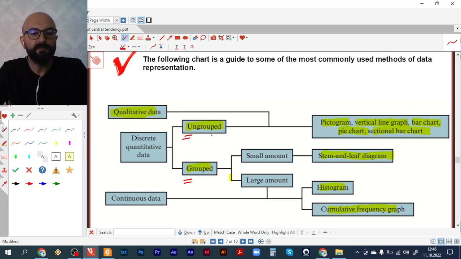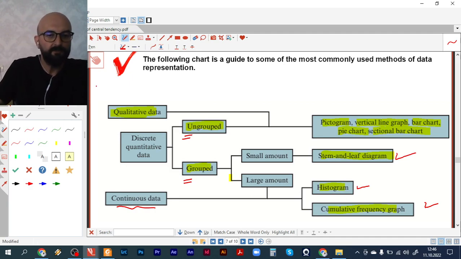If you have ungrouped discrete quantitative data, you should use pictogram, vertical line, bar chart, pie chart, or sectional bar chart. If you have discrete quantitative data and you decide this data is grouped, so if you have a small amount, you should use stem and leaf diagram. If the group is a large amount, you should use histogram or cumulative frequency graph. If you have continuous data, you should use histogram or cumulative frequency.